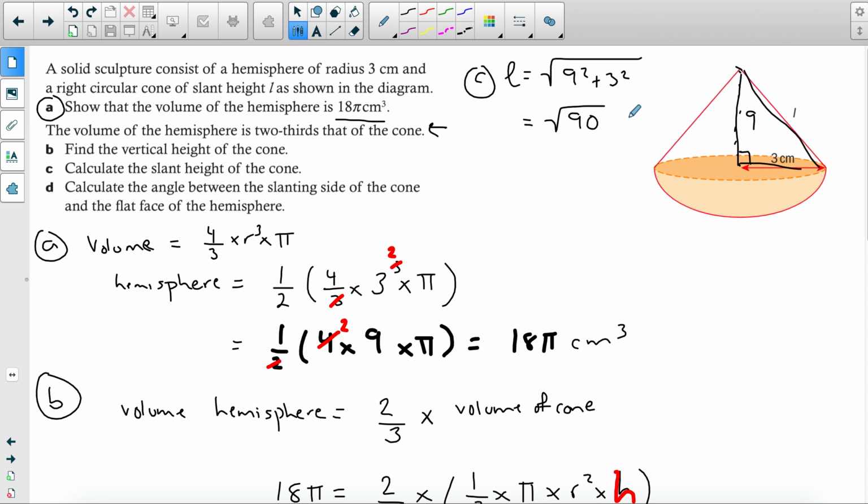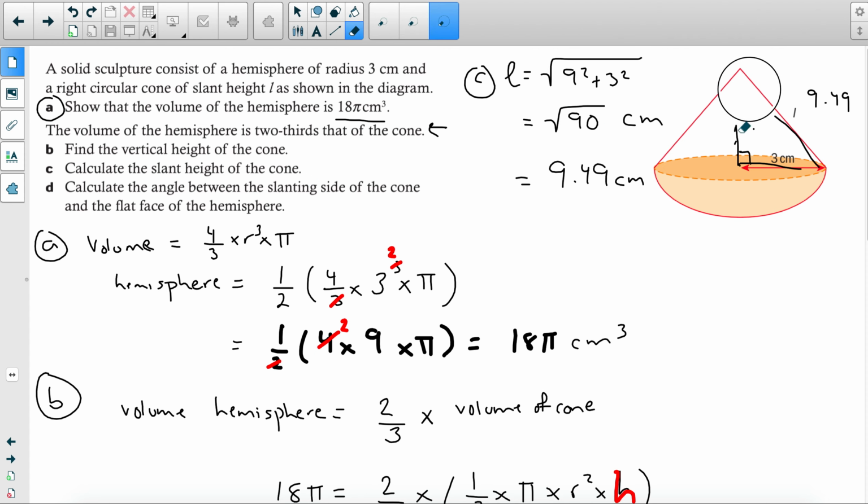You can leave it as the square root of 90, or you can round it, evaluate it to 9.49 centimeters. So that's the slanted height. Part D wants the angle between the slanting side of the cone. So we're looking at L now, and the flat face of the hemisphere. So this is the flat face of the hemisphere. So we're looking at this angle here.